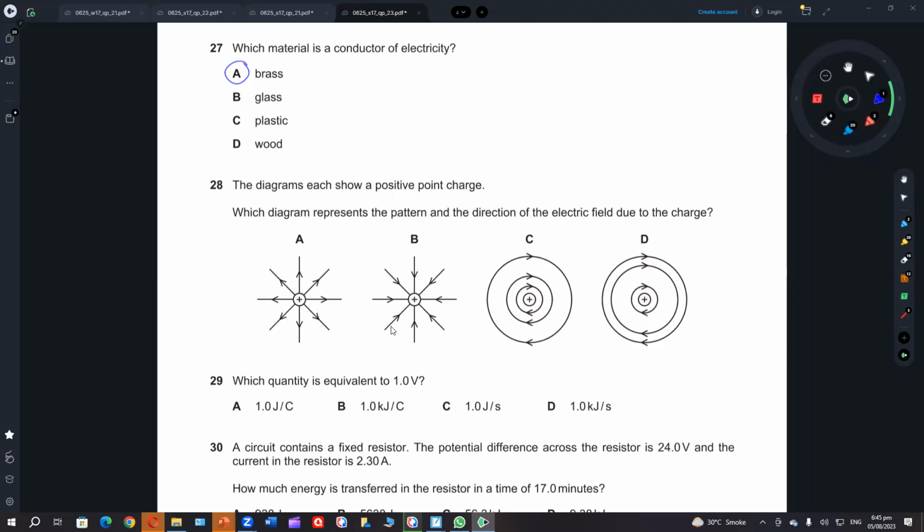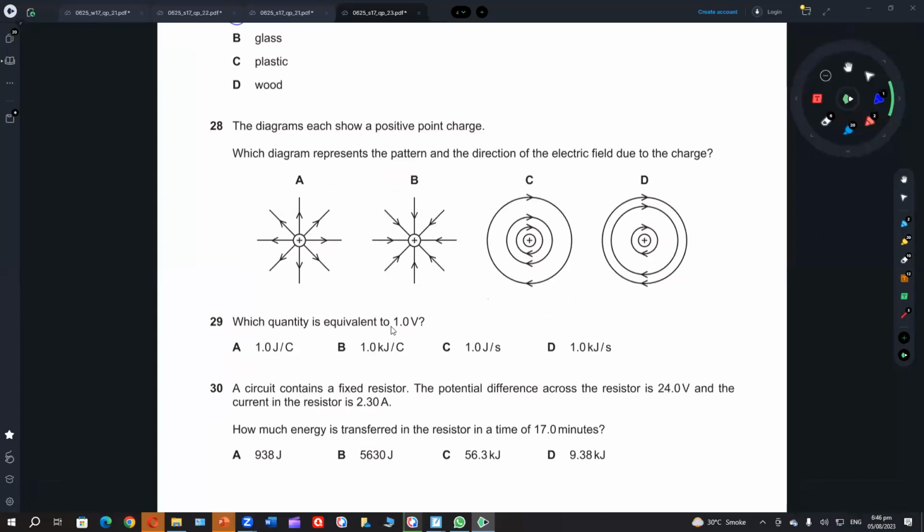The diagrams each show a positive point charge. Which diagram represents the pattern and the direction of the electric field due to the charge? Remember, how do we mark the arrows from positive? It's always away from the plus. Answer is A. Very good, but how did you judge it? Because of the movement of arrows away from the positive one. B should be negative, it's positive, so it's wrong. The arrows always point away from plus.